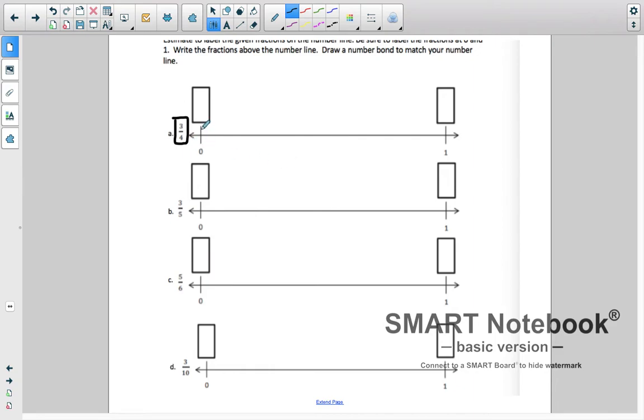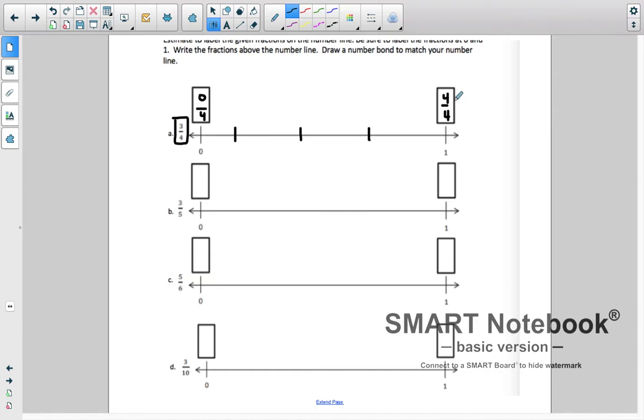So before I even start drawing my lines and partitioning my number line, I'm going to write my fractions for 0 and 1. So I know it's 3/4, so I know that this fraction is going to be 0/4, and 1 whole in fourths is 4/4. Now I can start partitioning my number line. So I'm going to count 0/4, 1/4, 2/4, 3/4, and 4/4.